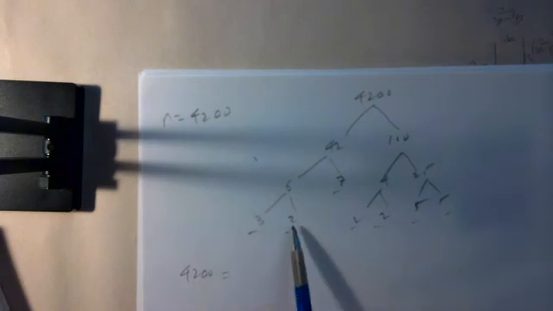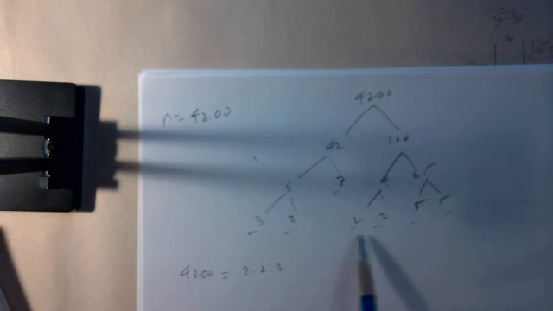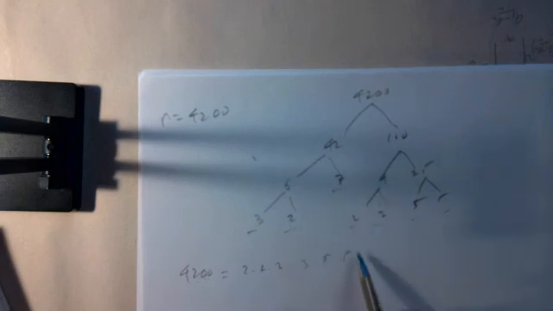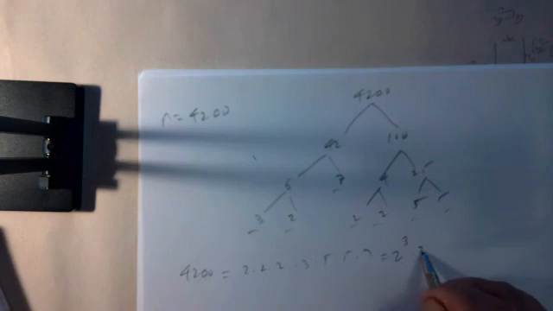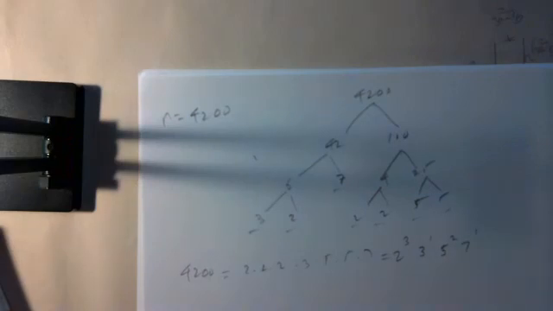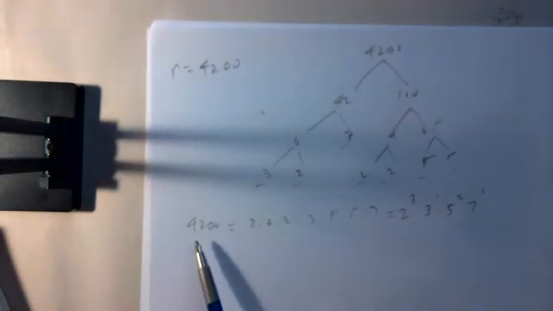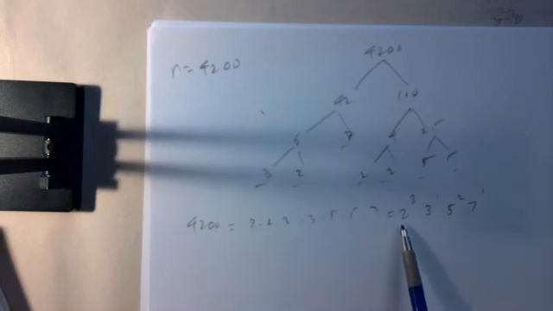And 4,200 is 2 times 2 times 2 times 3 times 5 times 5 times 7. So I have 1, 2, 3, 4, 5, 6, 7. 4,200 is a product of 7 primes. I can write 2 times 2 times 2 as 2 to the power 3, 3 to the power 1, 5 to the power 2, 7 to the power 1. So in the factorization of 4,200, there are three 2s, one 3, two 5s, and one 7.